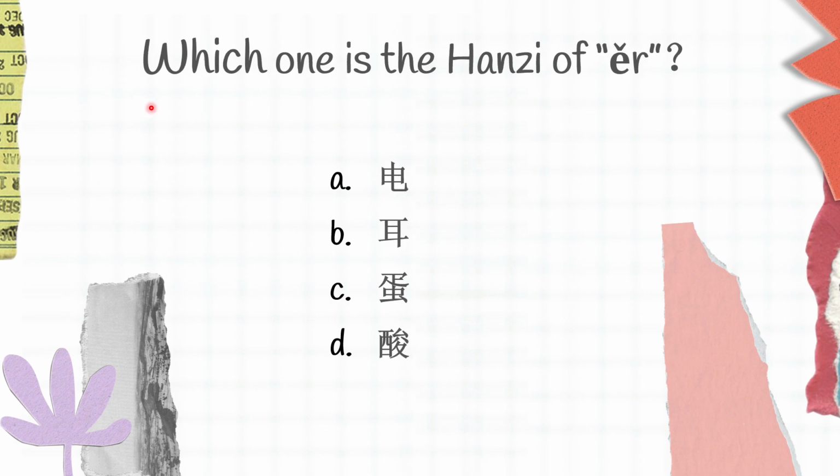Finally, the last question for today. Which one is the Hanzi of R? Which one do you think is the correct one? A is 电, B is R, C is 淡, D is 酸, and B is the correct answer for this question.